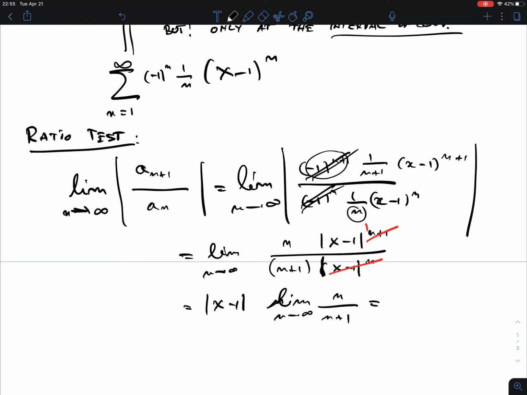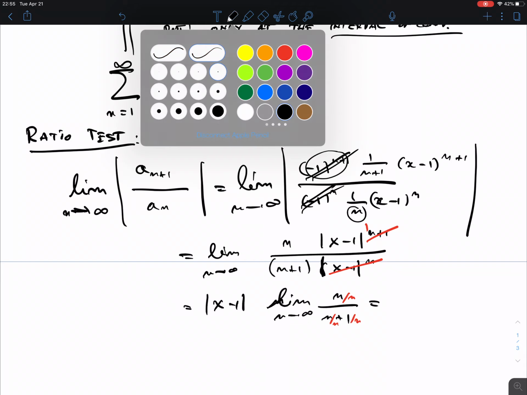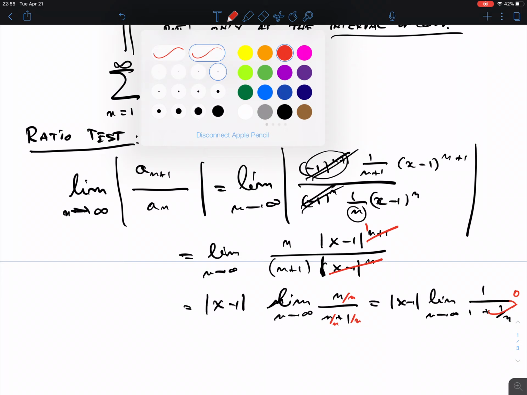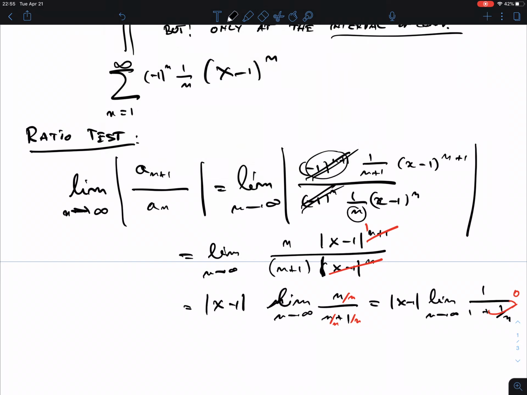Okay, now I'll show you, because I want you to do it anyway. So if you have to do it, I have to do it too, right? So divide by the highest degree term, and then you get the absolute value of x minus 1, and then the limit as n goes to infinity of 1 over 1 plus 1 over n. And now I can say this guy goes to 0, and so the whole thing is, as I said, just 1. So x minus 1.